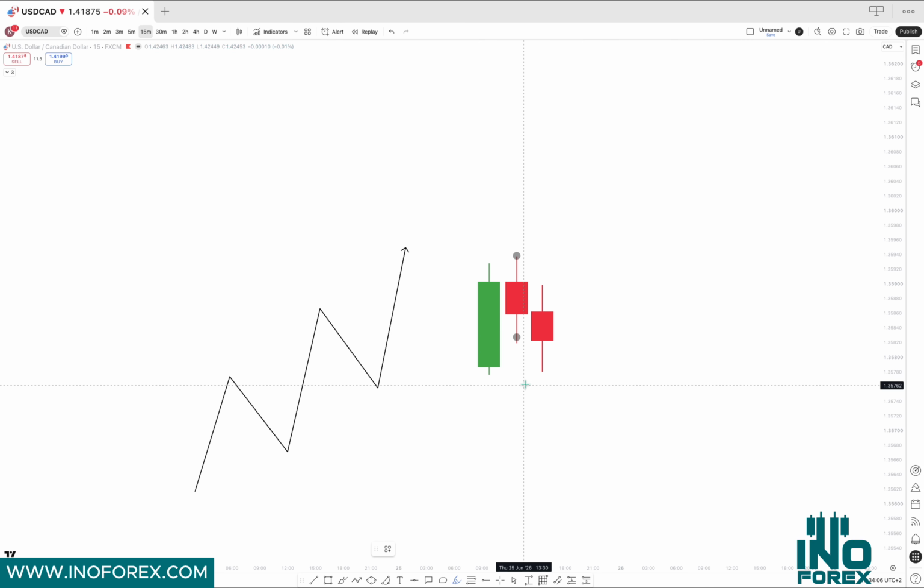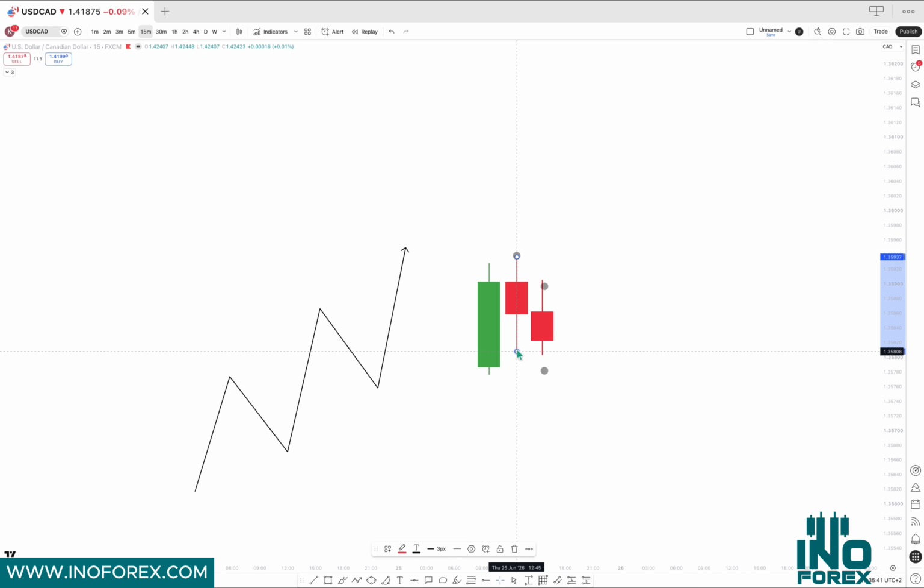So, the next candlestick: this is the low of the candlestick and this is the high of the candlestick. As you see, this candlestick breaks a previous candlestick low. This candlestick breaks a previous candlestick low. So I want to show you something.